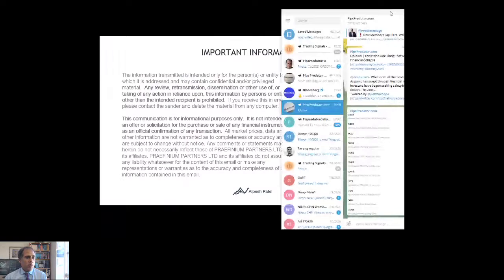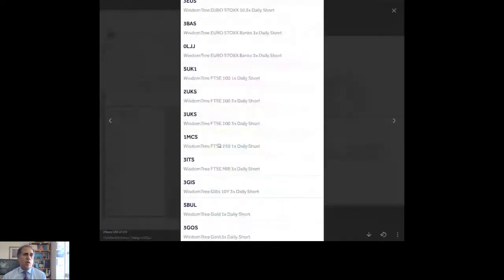Now, those of you who know me from my Financial Times column days will know exchange-traded funds, and I'll do a separate webinar on them, are basically index trackers. They're rather efficient. They're very popular. Some are very high risk. For instance, the Euro Stocks Banks 3 times daily short is incredibly high risk. What it does is it takes a basket of banking stocks through Europe, and it says for every dollar they fall, the value of this index tracker will go up threefold.